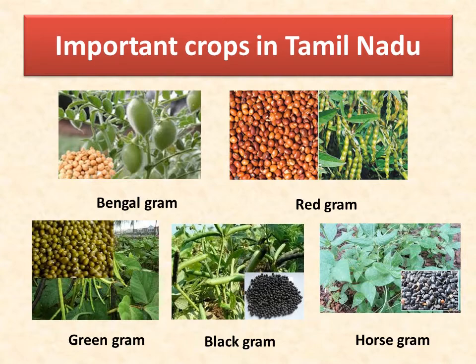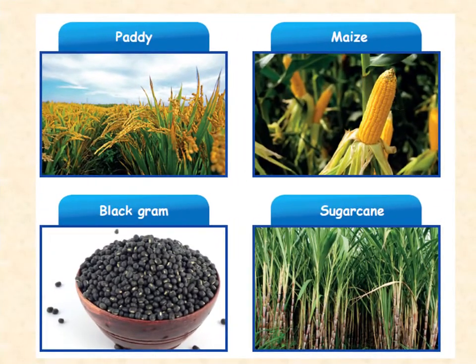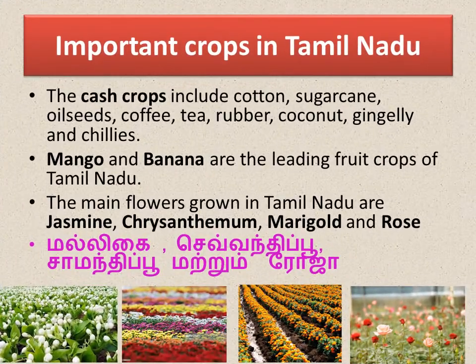Sugarcane is a cash crop. We will see about the other crops also. The cash crops include cotton, sugarcane, oil seeds, coffee, tea, rubber, coconut, gingelly, and chilies. You can find all these cash crops. Coming to fruit crops, you can see mangoes and banana are the leading fruit crops of Tamil Nadu.